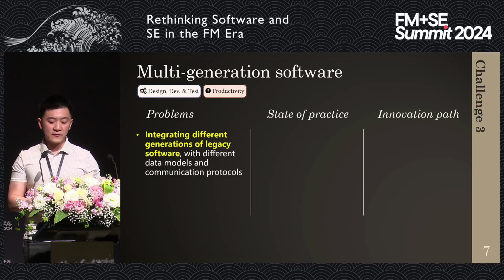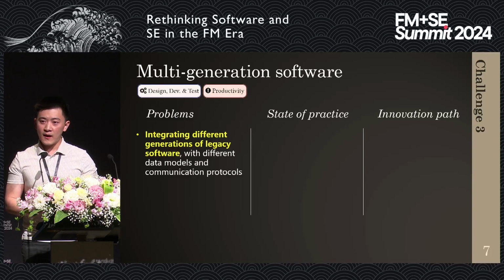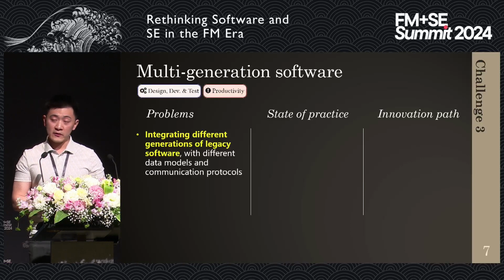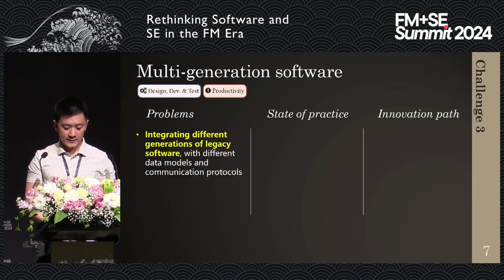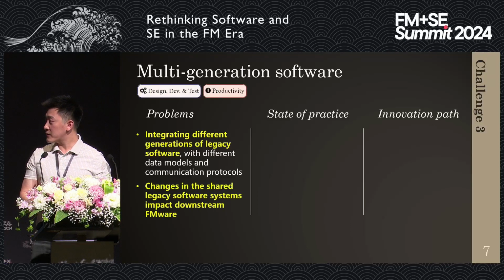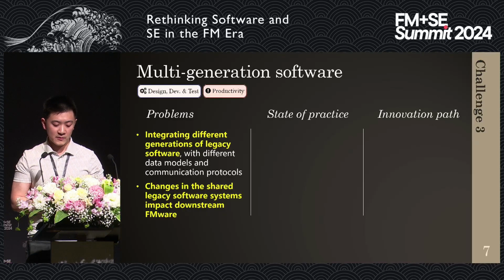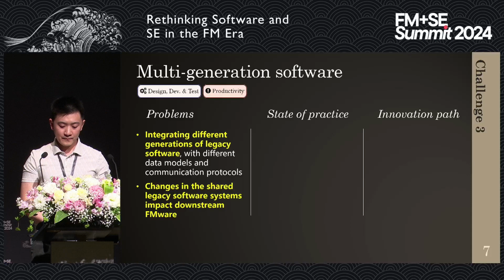So what are the issues there? To integrate different legacy software systems, we're facing a lot of different data models and different communication protocols. How we can effectively wrap them and make them communicate with the foundation model component is pretty challenging. We have to put in a lot of engineering effort to do that. And also, if the shared legacy system across multiple FMware changes, it impacts all the downstream foundation model applications.